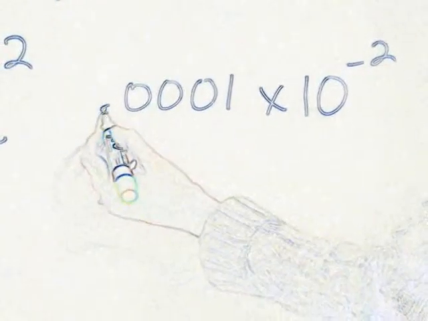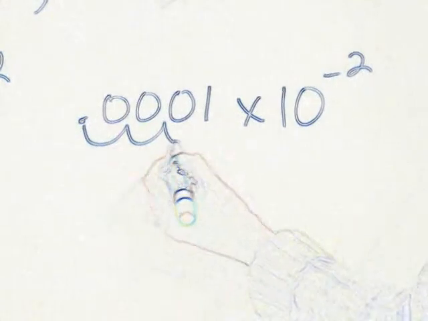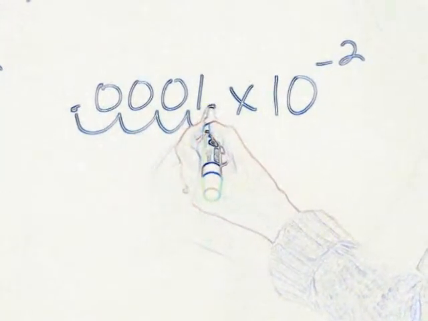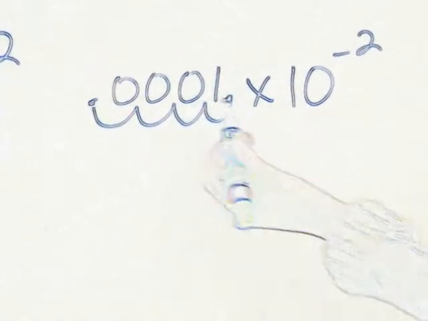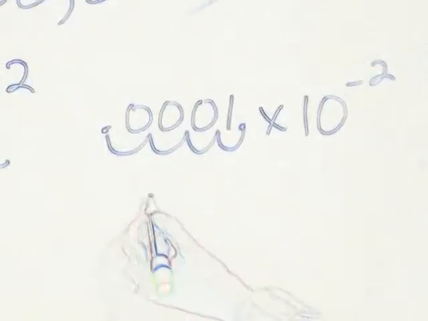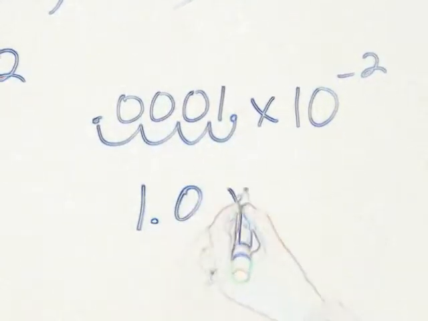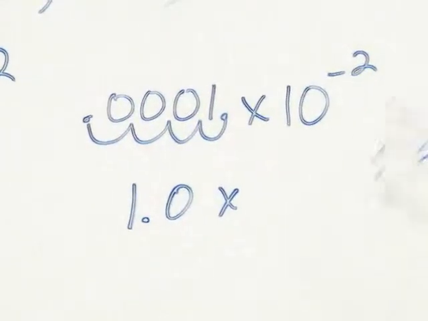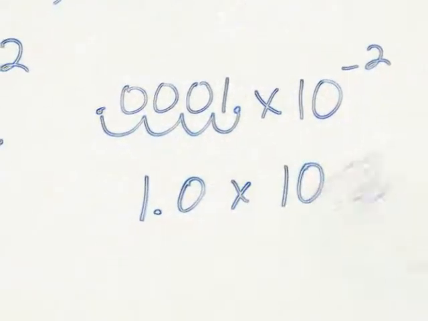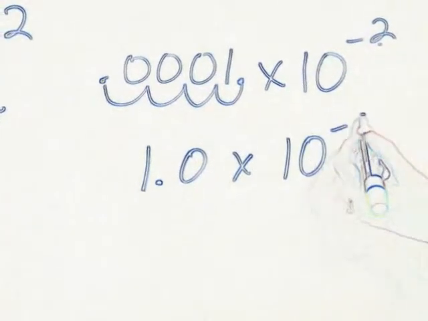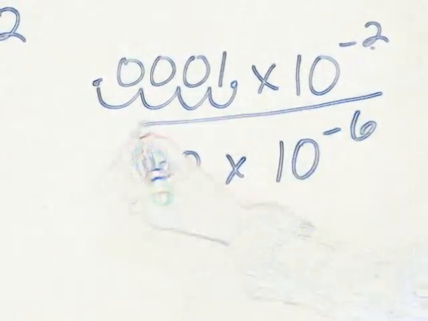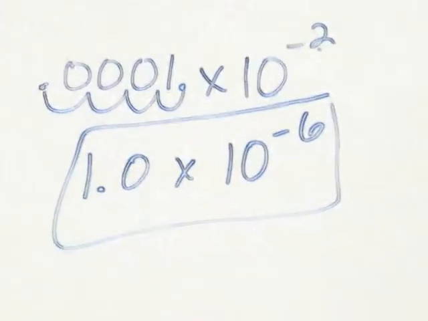So we're going to move the decimal point over 1, 2, 3, 4 places to the right. In order for it to be in scientific notation, it has to be after the first significant digit. So it's going to be 1.0. We moved it 4 places to the right, so we're going to subtract 4 from the exponent, to the negative 6. And that is your final answer.